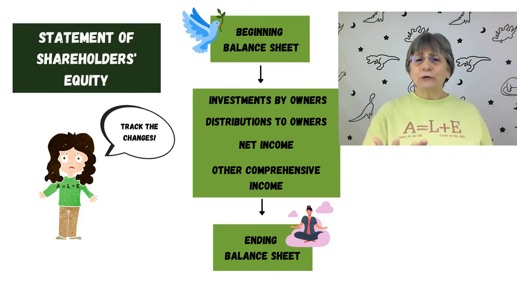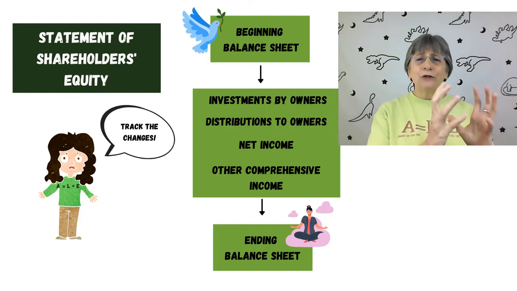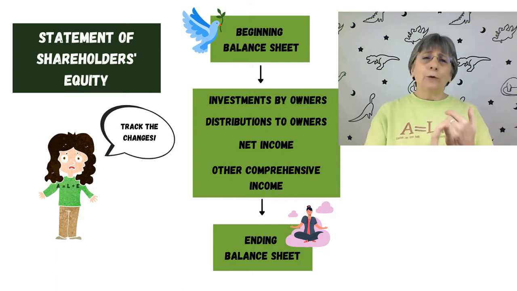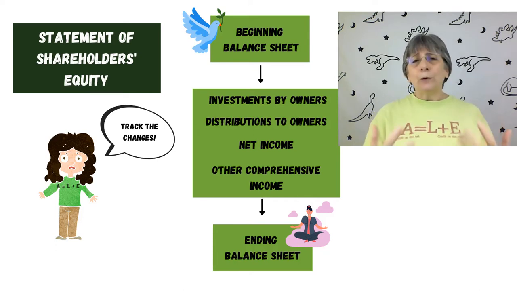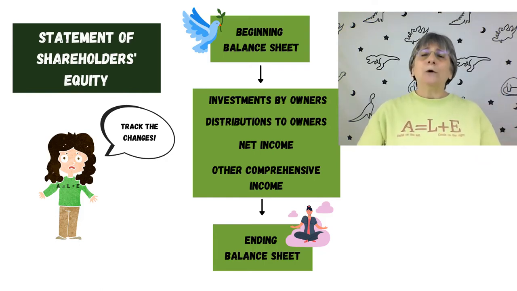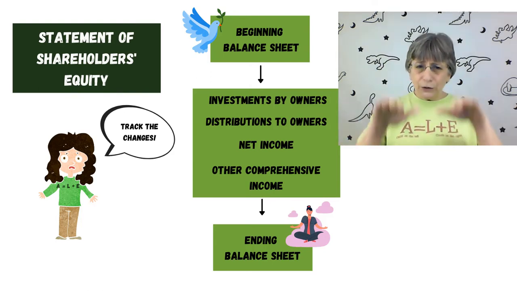So those changes would start with our beginning balance from our beginning balance sheet, and then we look at, does it go up or down? An investment by the owner puts money into the business, the owner's equity goes up. If the owner takes some money out, there's a distribution, there's a dividend, then the owner's equity is going to go down. If there's a net income, the owner's equity increases. If there's a net loss, the owner's equity decreases.